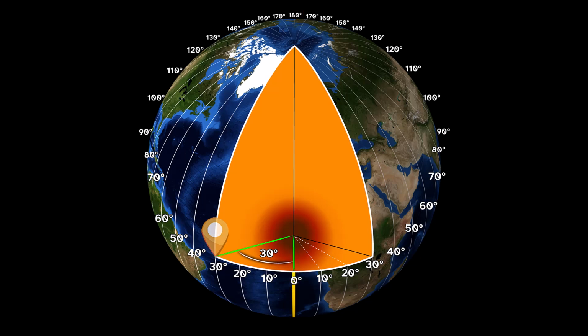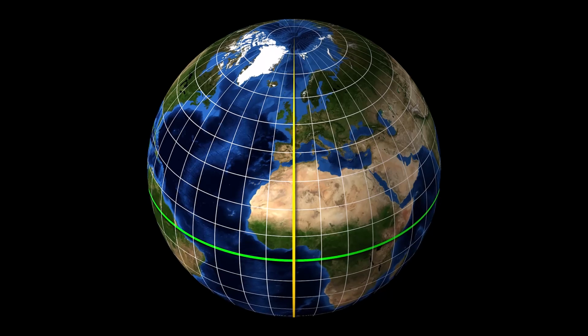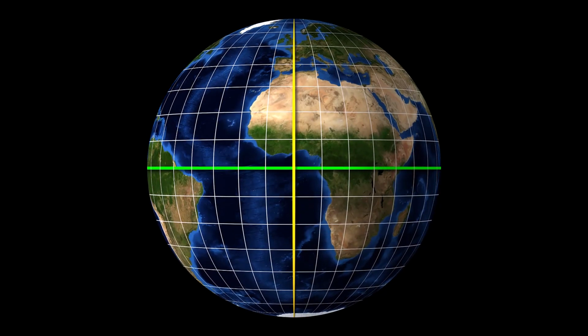The complete graticule looks like this. The origin of the graticule, the 0, 0 position, is located at the intersection of the prime meridian and the equator. This point sits in the Atlantic Ocean in the Gulf of Guinea off the west coast of Africa.